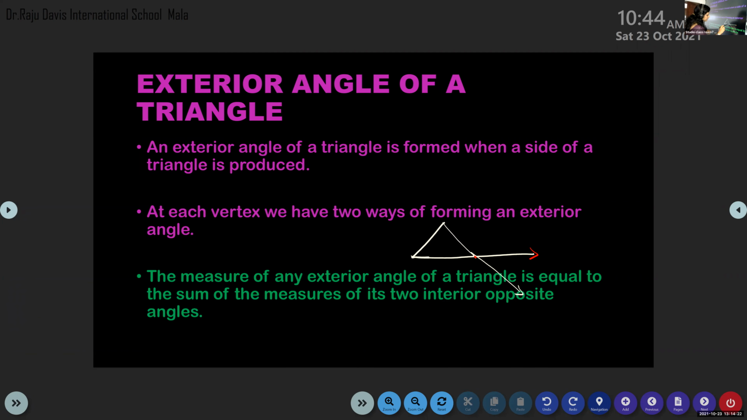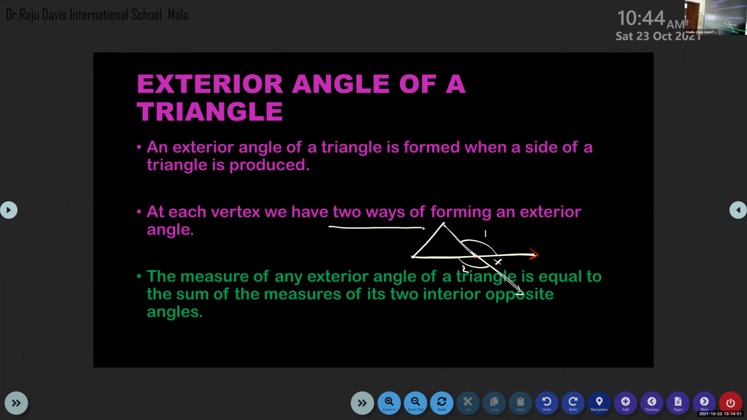By extending this side, one exterior angle. And by extending this side also, you can make an exterior angle. See, this is exterior angle 1 and exterior angle 2. This is not an exterior angle. Yeah, understood? Yes, ma'am. So there are two ways of forming an exterior angle. Okay, then next one, Aaron Jomi, read it.